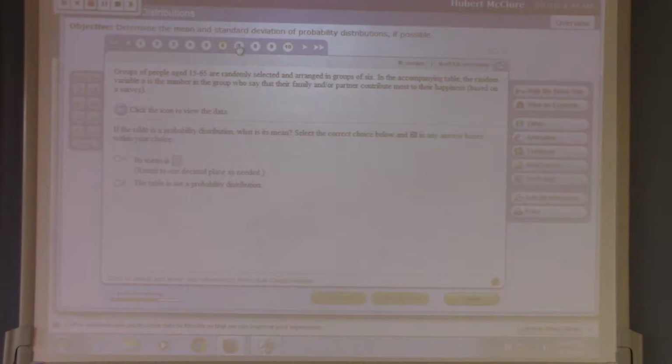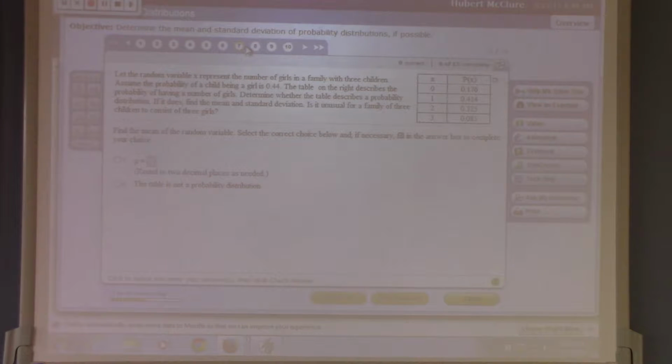Let me find a test question that I'll give you. There it is. And they already done it for you. Now, oh my gosh, we got to find the mean and the standard deviation. How do you do that?